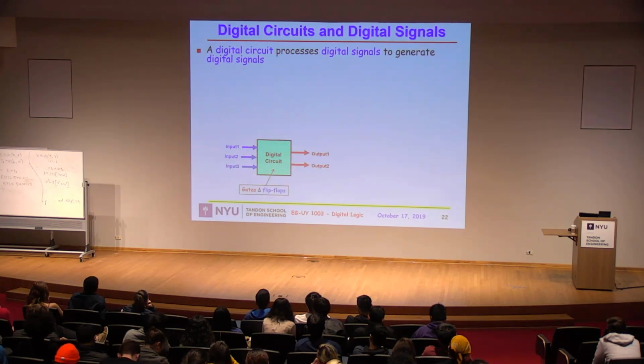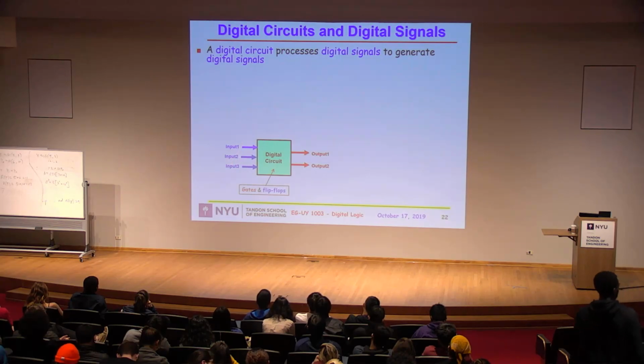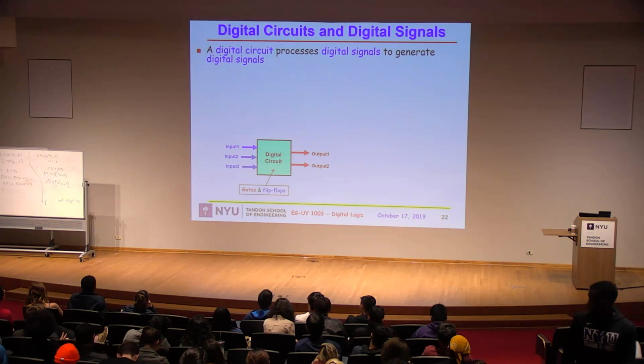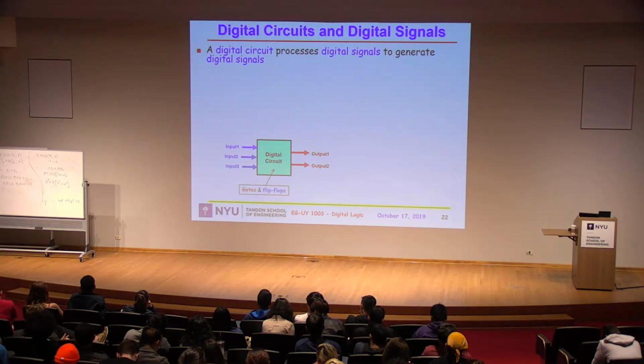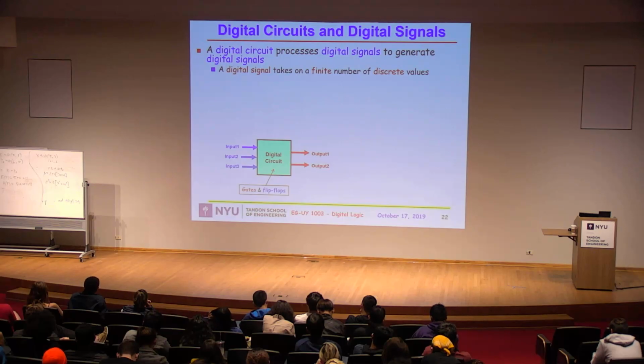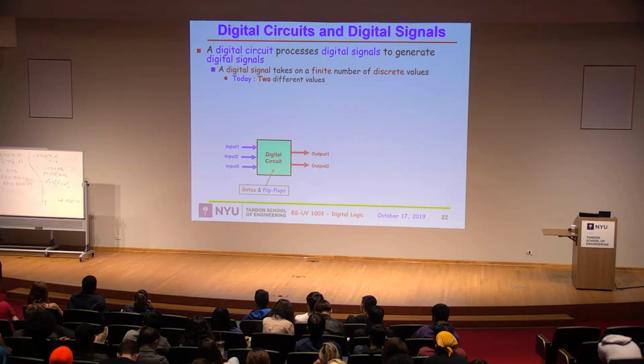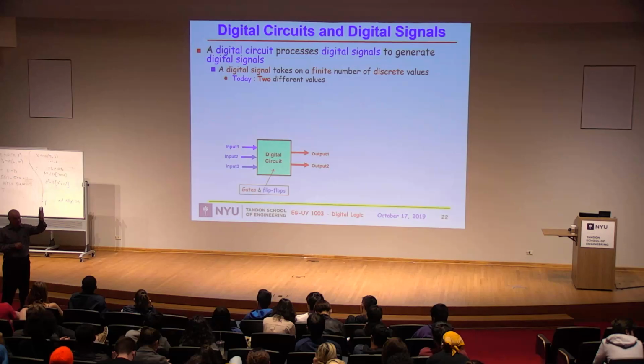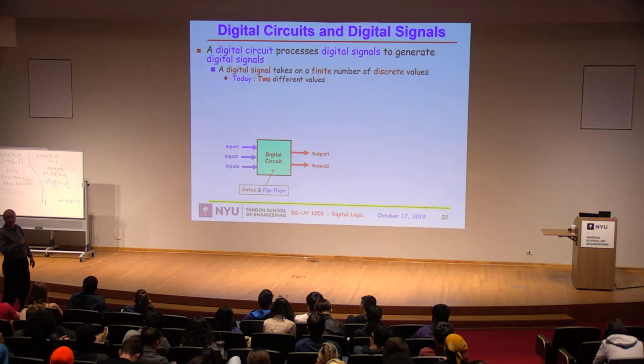Let's continue. A digital circuit receives digital signals and generates digital signals. So in the lab next week, you will be getting inputs that are digital signals, and you will generate outputs based on the processing. A digital signal takes on a finite number of discrete values. Today it is 2 different values. But tomorrow, when DNA molecules are used instead of transistors, you will have 4 values, because we have 4 types of DNA molecules: A, C, G, T. So when we have DNA computations, there will be 4 different values. But today it is 2, 0 and 1.